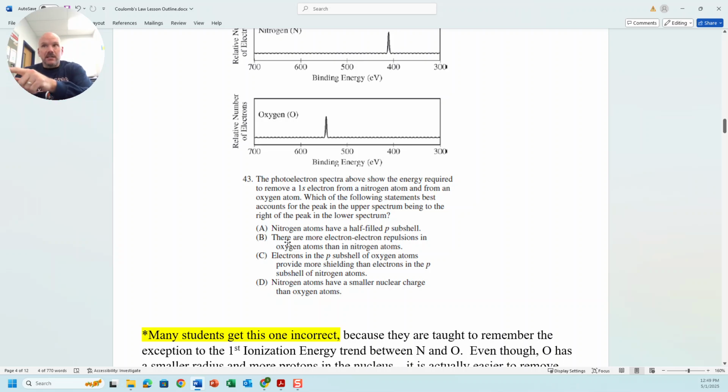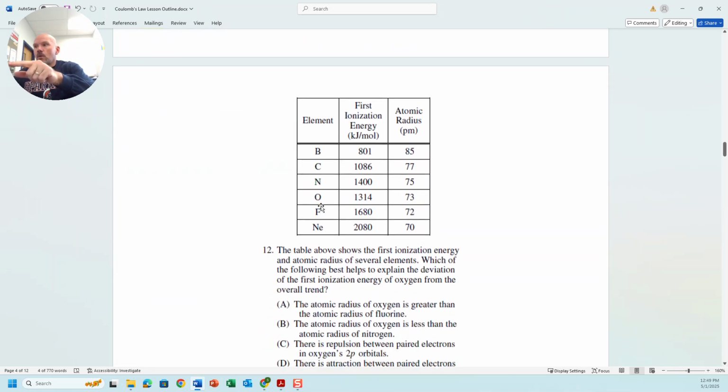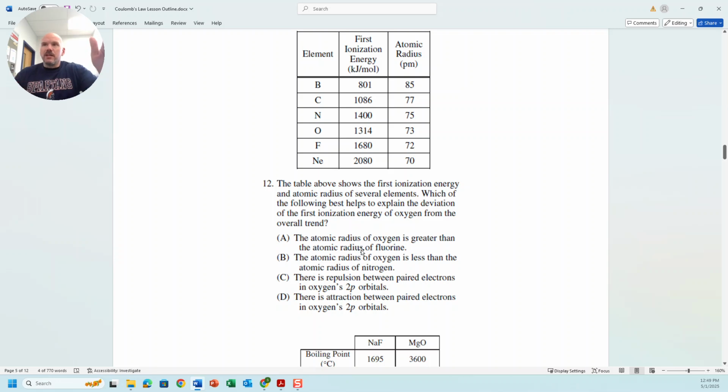But that's not what this question is asking. So you gotta be aware of that. But that same question shows up here. Okay, so this was a different year, a different test.